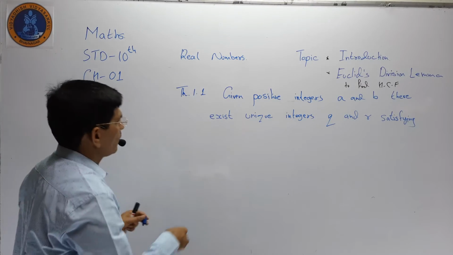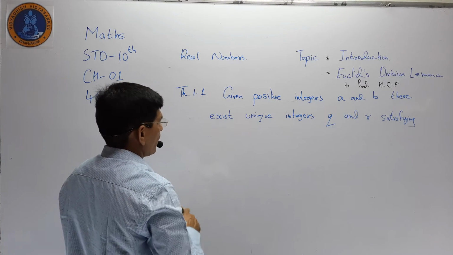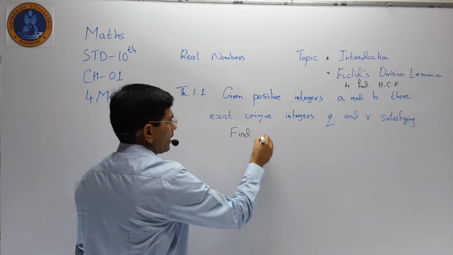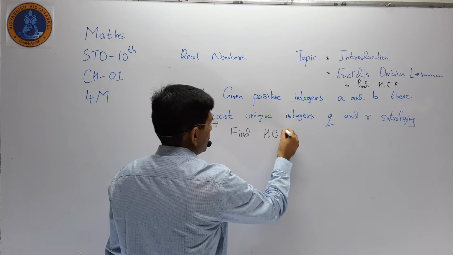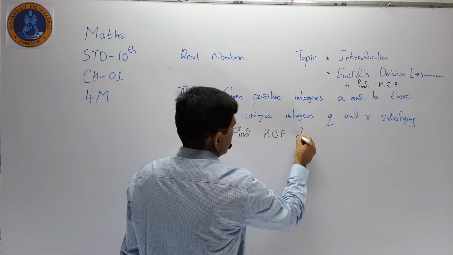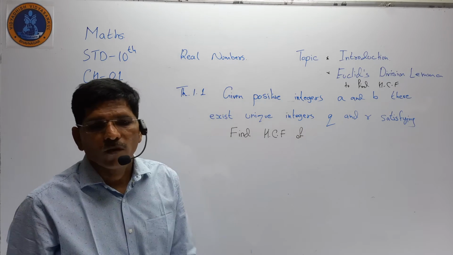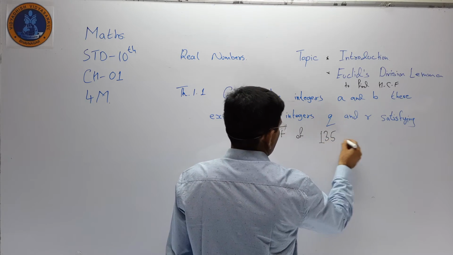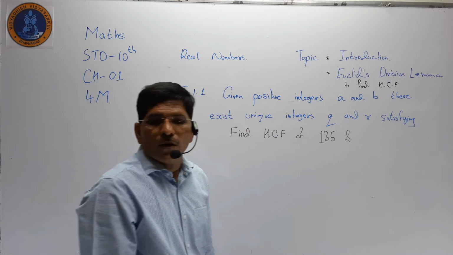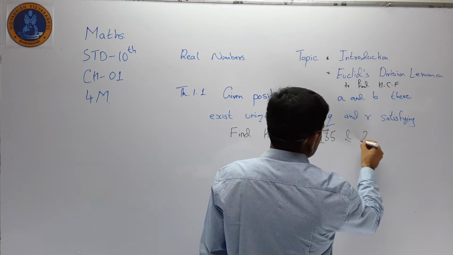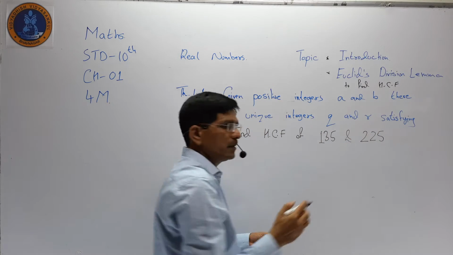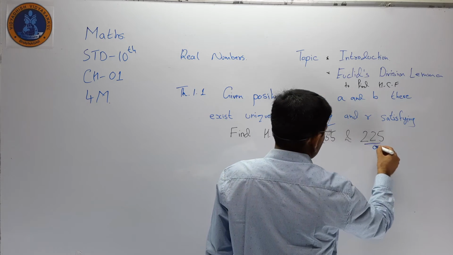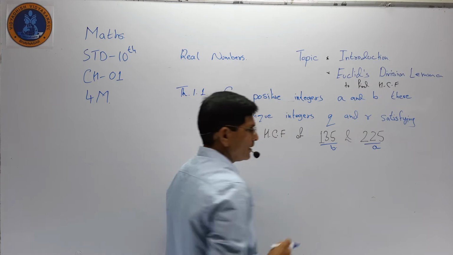So now question, find HCF of, question is 135 and 225. Now which number is greater, that we have to see. Here I have to take as A and here we have to take as B.